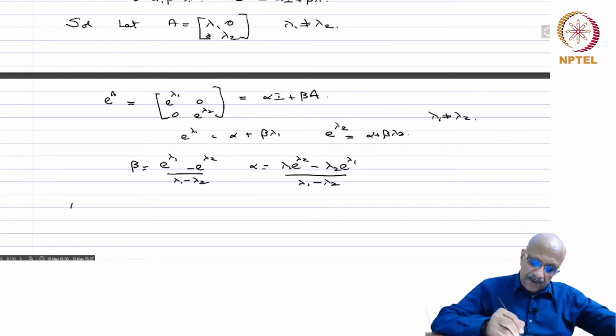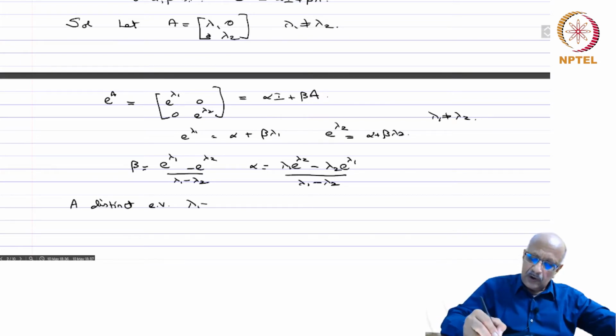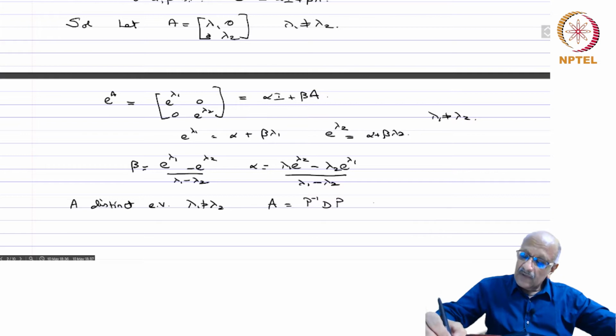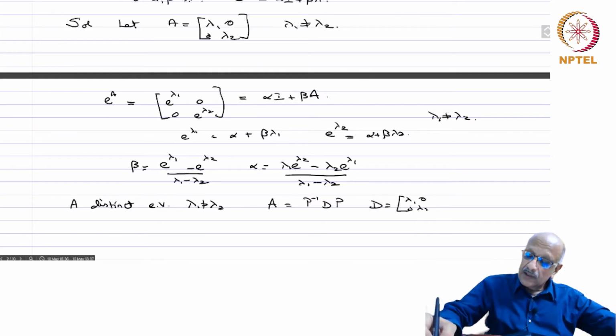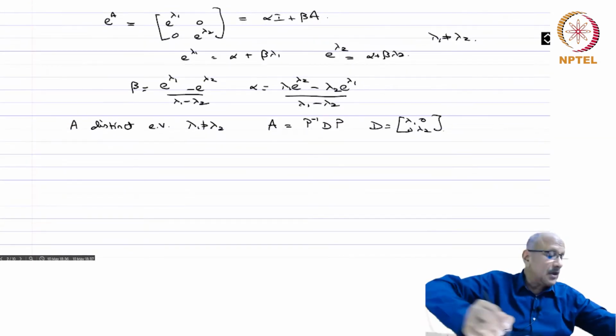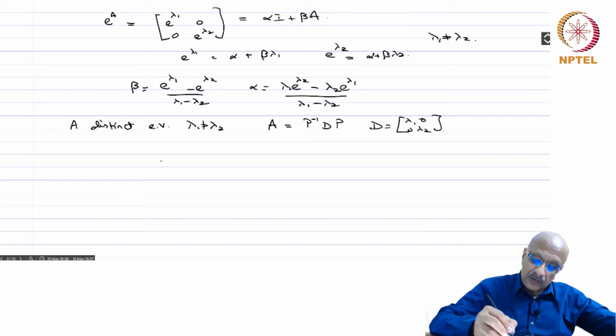Now, if A has distinct eigenvalues, lambda 1 not equal to lambda 2, then A can be written as P inverse D P, where D is the diagonal matrix with lambda 1 and lambda 2. So, you can diagonalize the matrix using eigenvectors. Then what is e power A?